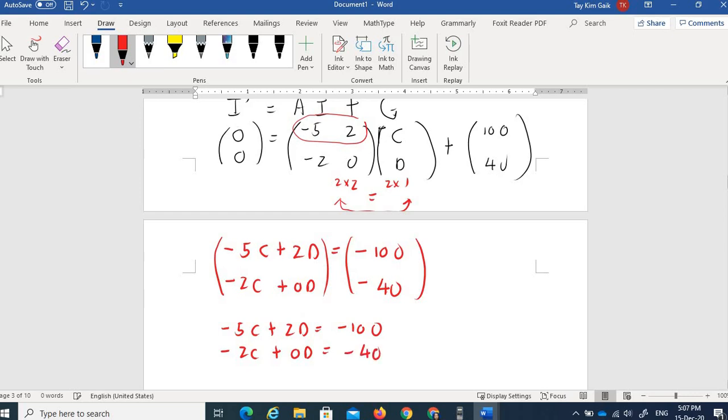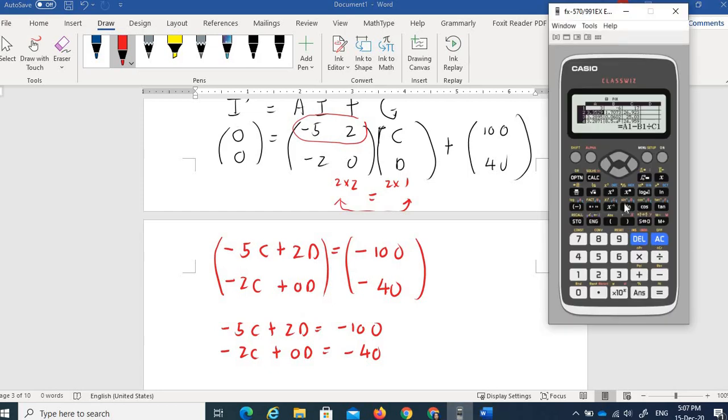You can solve it manually, but I encourage you to directly use your scientific calculator to obtain the roots quickly, the C and D. We go to the equation mode. This is solving simultaneous equations. This model you can solve up to 4 simultaneous equations. So you have 2 simultaneous equations. Click 2.